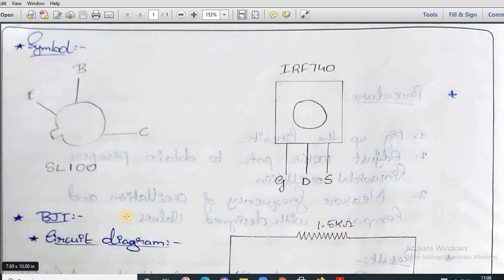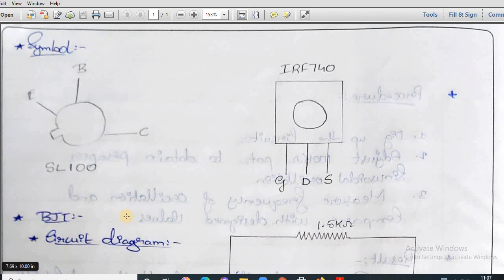The aim of the experiment is to plot the transfer curve of BJT and MOSFET. So let us first start with the transfer curve of BJT. BJT stands for bipolar junction transistor. It is a three-terminal device. The three terminals are named as the base, emitter and collector.